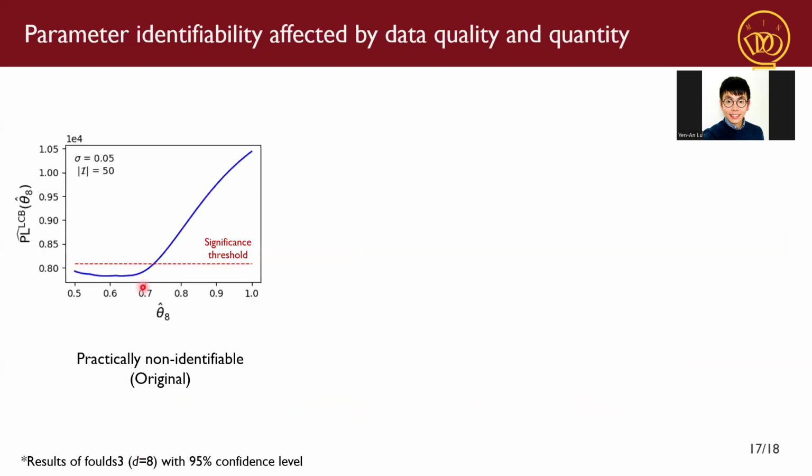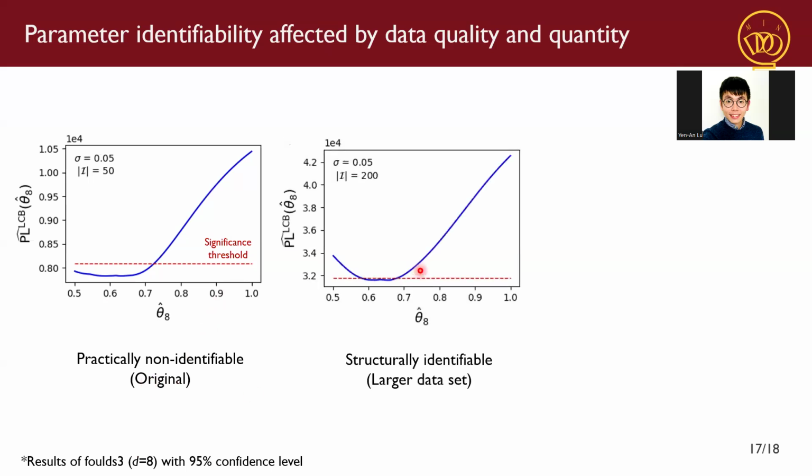We then take the pooling problem with 8 unknown dimensions and look at one specific parameter. When training the model with 50 data points, the profile likelihood shows that this parameter is practically non-identifiable. Recall that this indicates we might have insufficient data quantity and quality. So we increase the number of data points used to train the models, and we show that we can close the confidence intervals and make it an identifiable parameter.